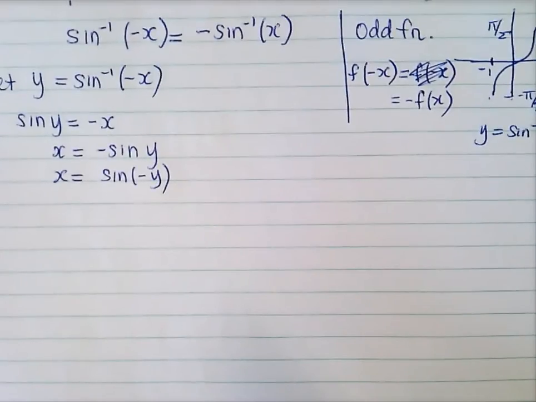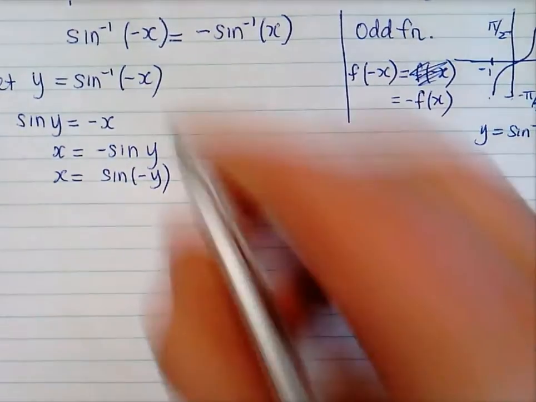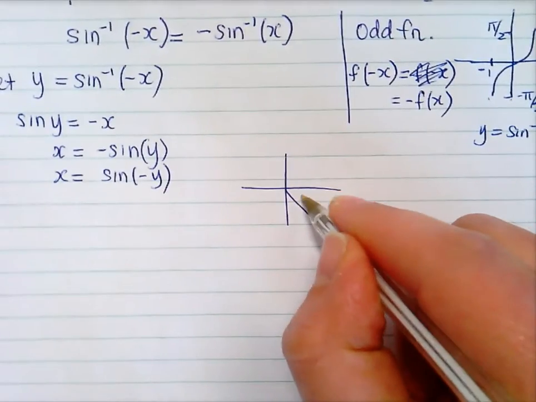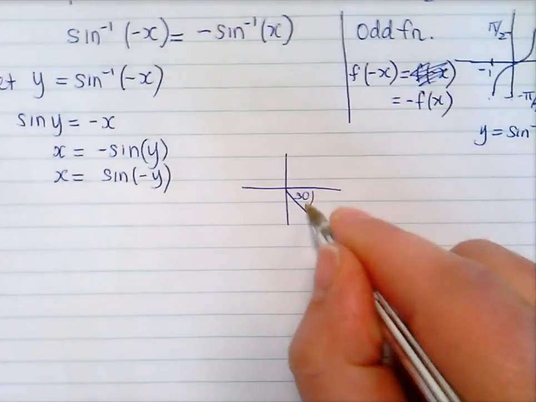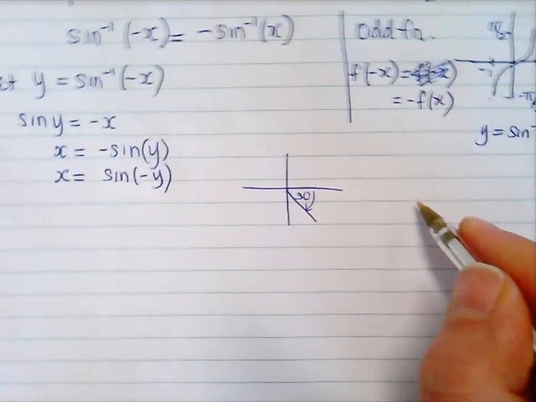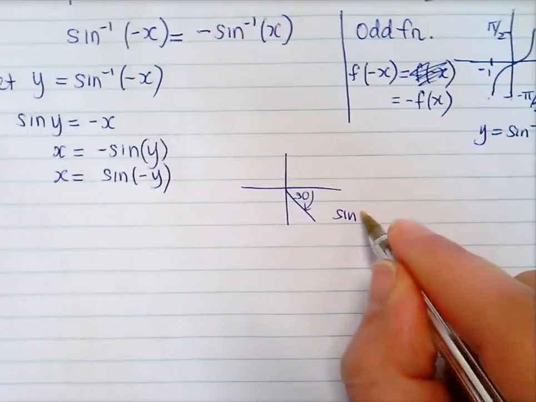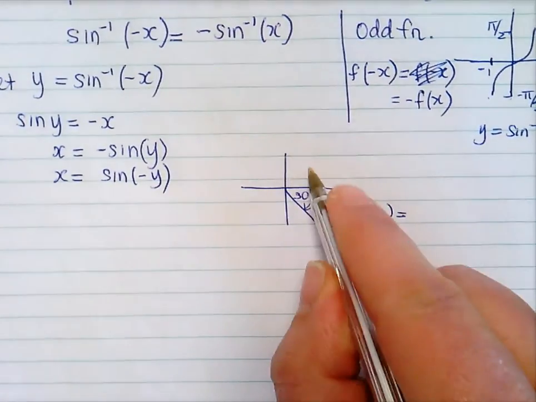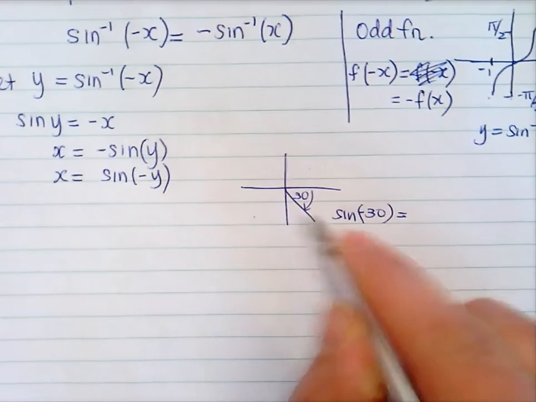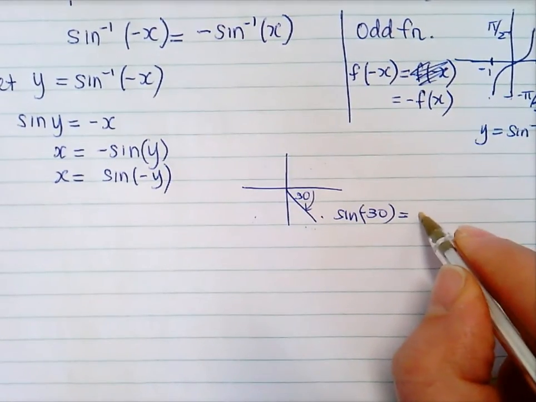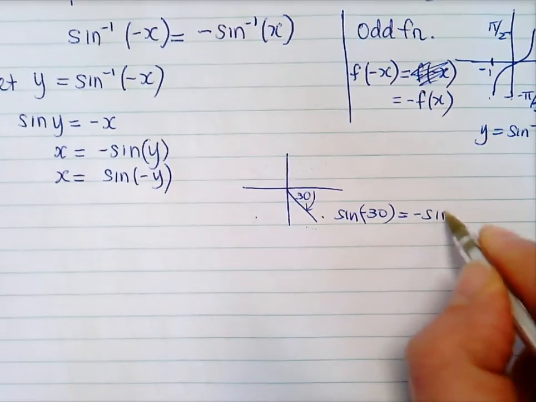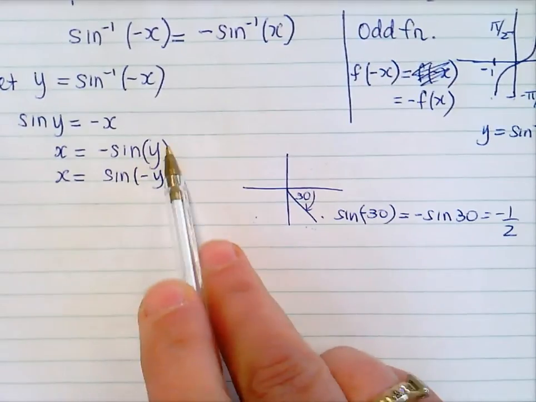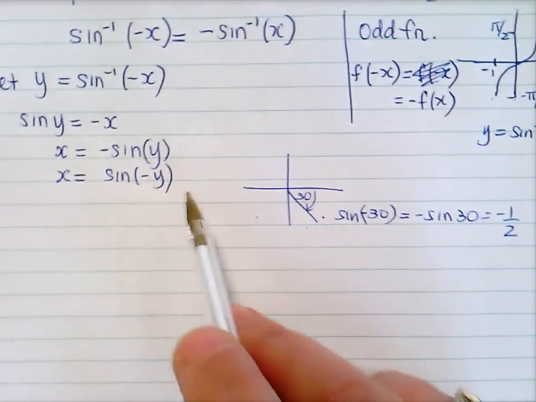Because in quadrant 4, sine is negative. So let's say sine of negative 30, for example, is negative sine 30. What's sine of negative 30? It's negative a half. Sine is negative in quadrant 4, all stations to central. That is the same as negative sine 30, which is negative a half. So here, negative sine of y is the same as sine of negative y.